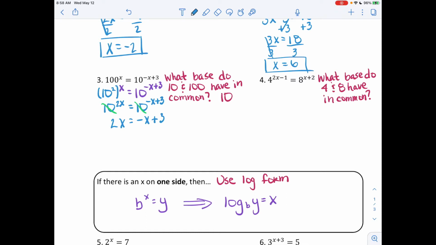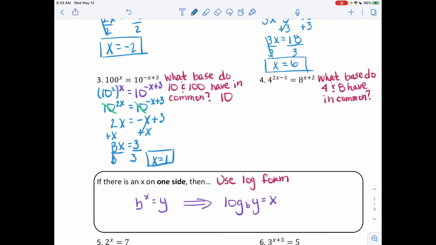Let's go ahead and continue solving. I will add x to both sides, leaving me with 3x is equal to 3. And then finally dividing both sides by 3, I get that x is equal to 1.